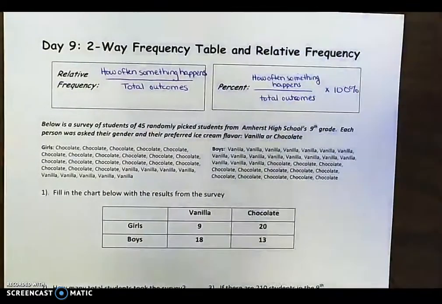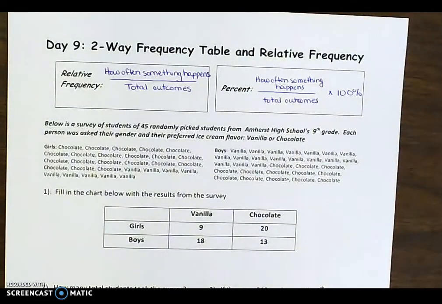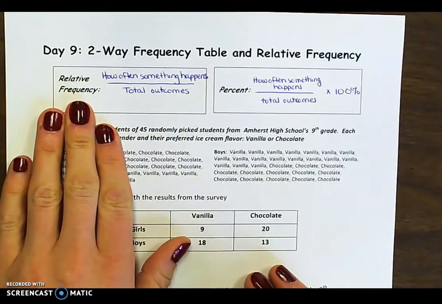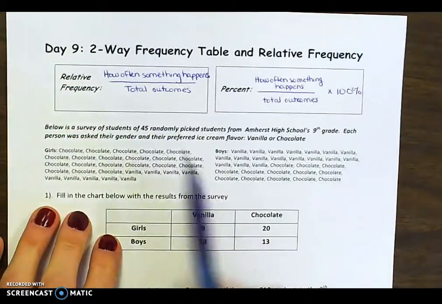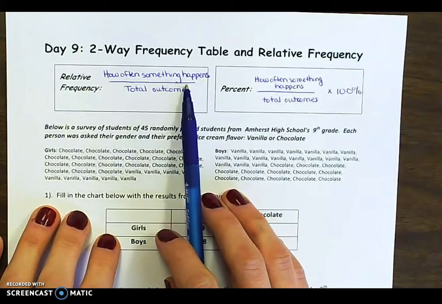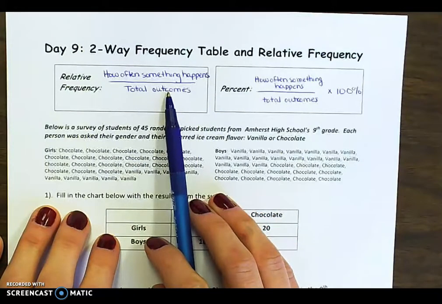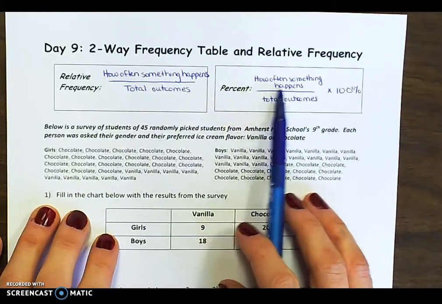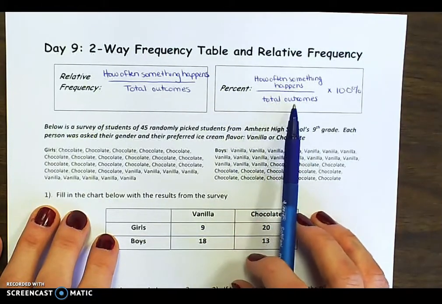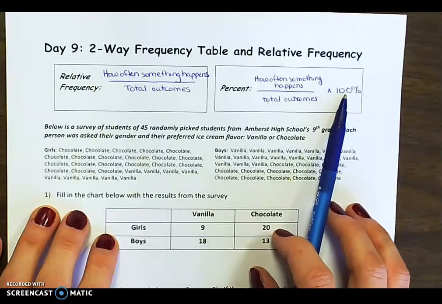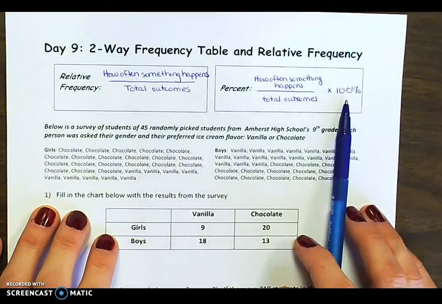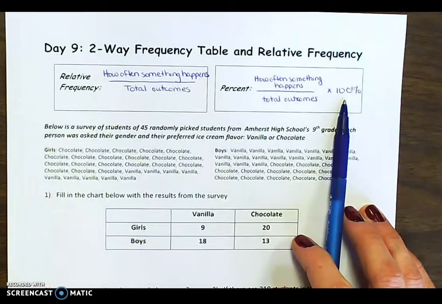Let's take a look at our two-way frequencies and relative frequency. The first thing we have at the top here are our definitions. So what is relative frequency? Well, relative frequency is a fraction: how often something happens over the total outcomes. Now, percent, this is something we're used to working with, which is how often something happens over your total outcomes times 100%. So percent is actually just the relative frequency, except you're multiplying it by 100 at the end.